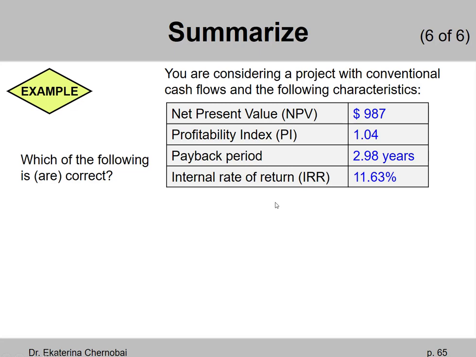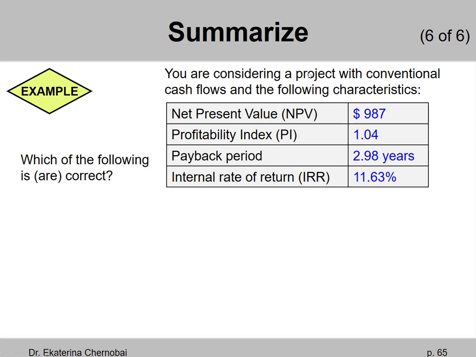Let's do another sort of very comprehensive problem. Here we have all 4 approaches, right? Used in one problem: the net present value, the profitability index, the payback period, and the IRR. So let's start from the beginning.